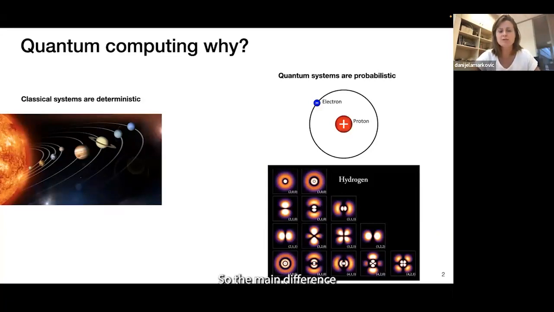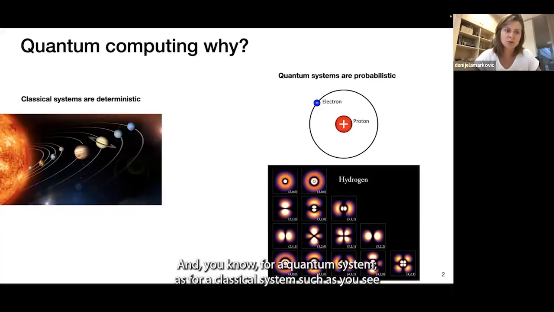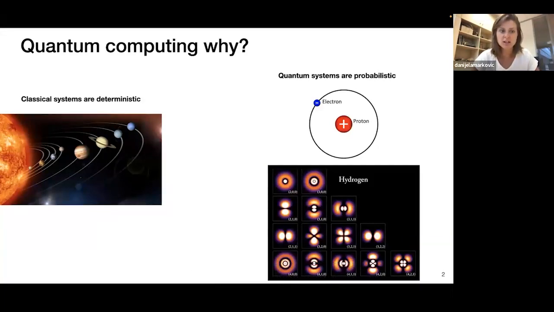So the main difference between quantum systems and classical systems is that classical systems are deterministic, whereas quantum systems are probabilistic. And for a classical system, such as these planets in the solar system, their position at a given moment in time is very well defined. Whereas the position of an electron, for example, that is turning around this nucleus, proton, is not at all what we learn in school when we see this drawing.